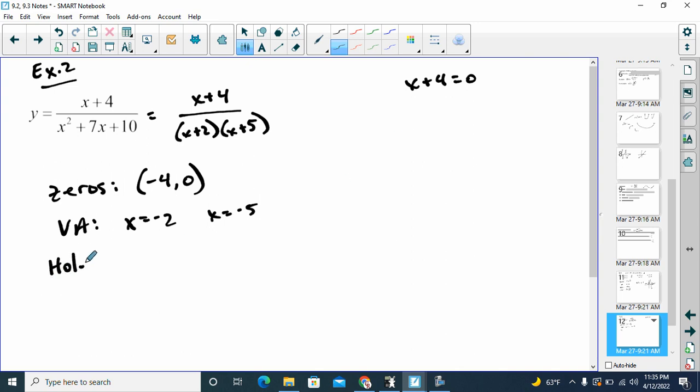Holes occur when both the top and the bottom are 0. If that's the case, you would have been able to cross something out. Like if this were x plus 5 and x plus 5, they'd cross out and we would have a hole. We have no holes.